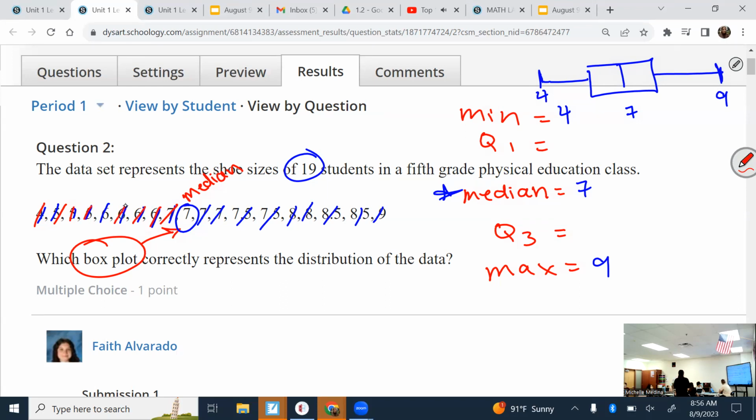left, right. My Q1 is 6. All right, so I should have 4 on each side, and I do, aside from the median. And so my Q1 is 6. So this part of my box should be 6. All right, what's my Q3 for this one?